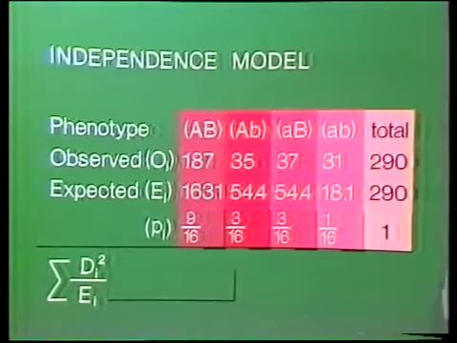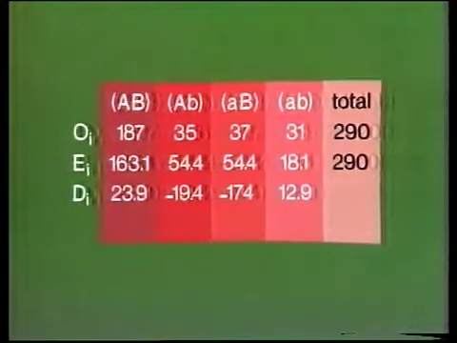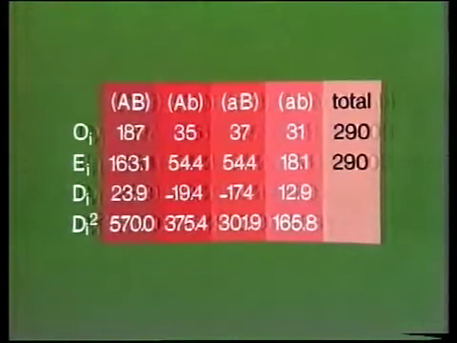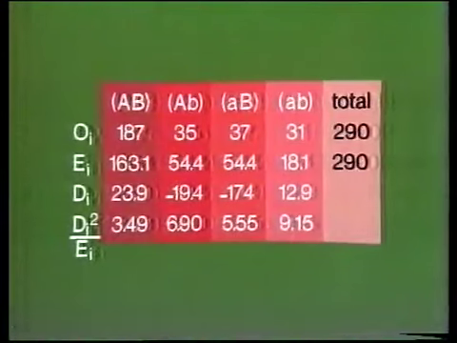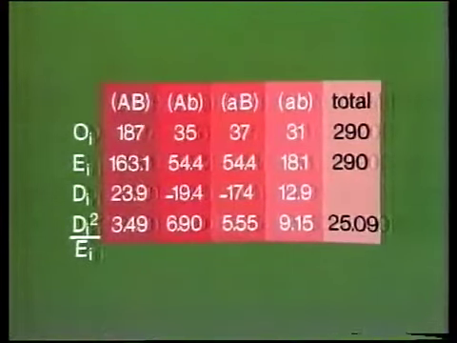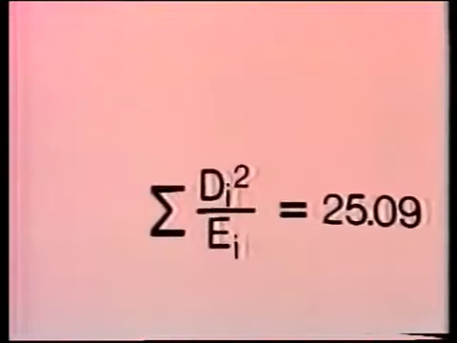Clearly, yes. The only change to the calculation is that we have to add together 4 separate values of d squared over e instead of 2. Let's see what it comes to. We find each d value, square it, divide by e, and add the 4 values of d squared over e to get our final statistic. The value comes out to 25.09.